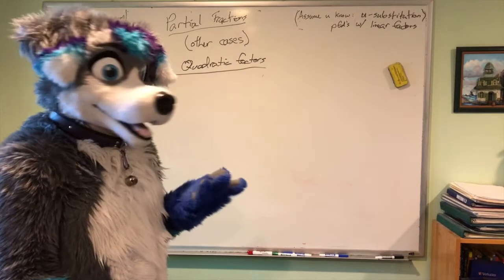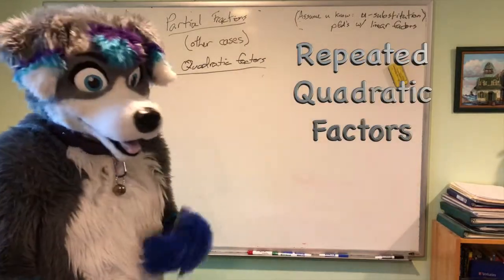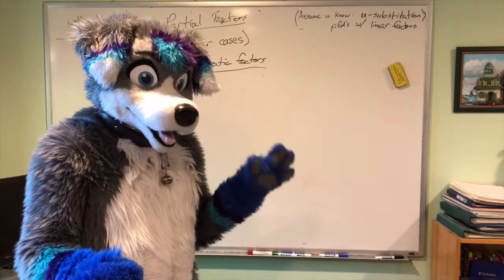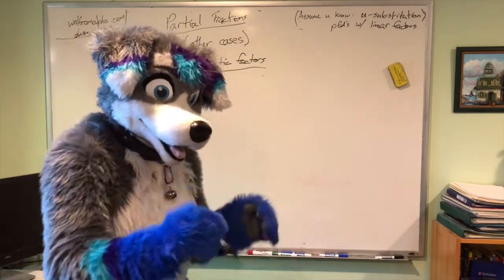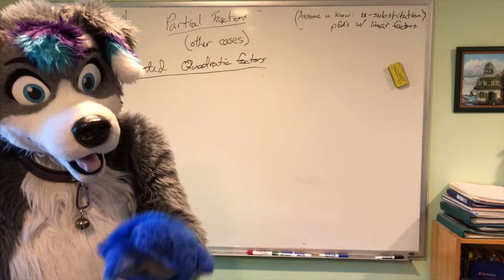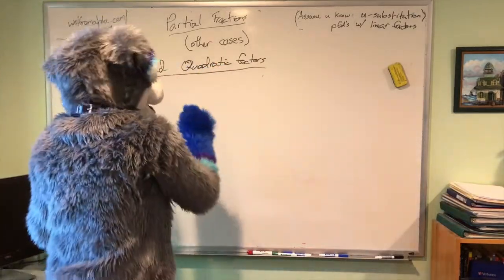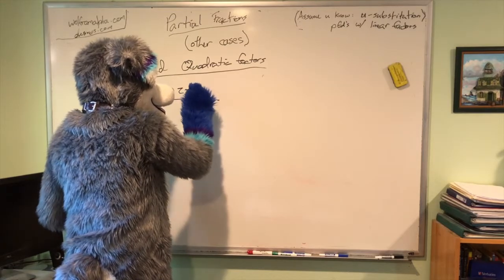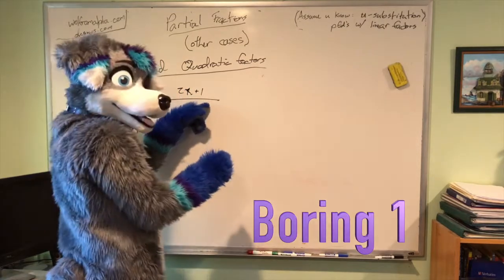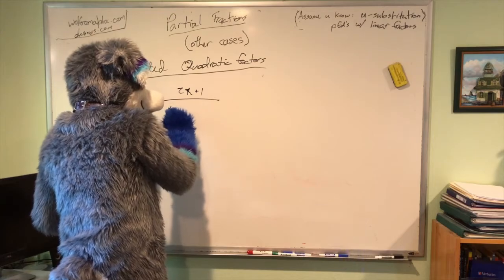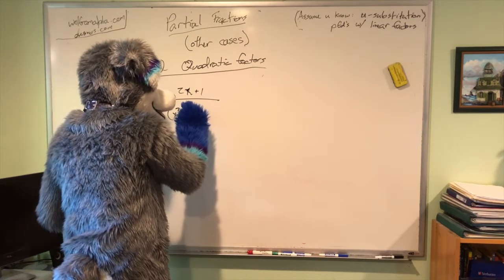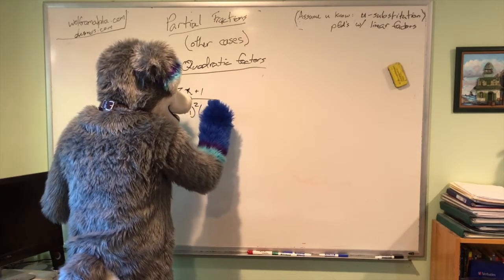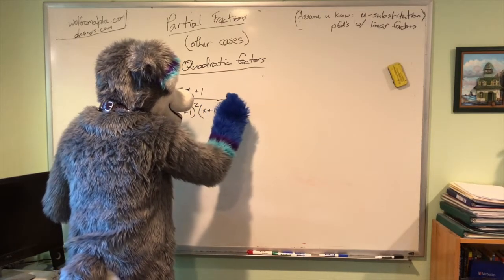And then the fourth case is repeated quadratic factors. You might correctly guess that this is exactly like the repeated linear case, where you just have another fraction for each power of your factor. So for example, let's do something more than just 1. 1's boring, I guess. You could have x squared plus 1 squared times x plus 1 cubed, say.